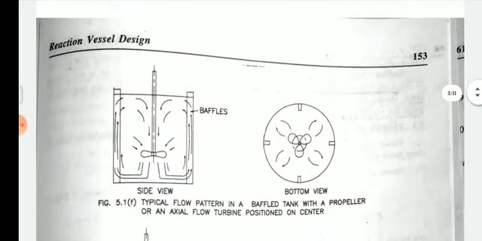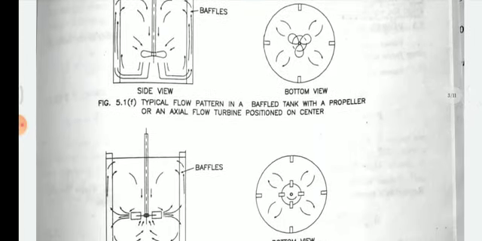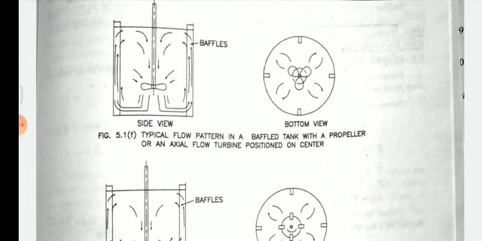The next is the different types of agitators and their flow pattern in the agitated vessel. The left-hand side is the side view, and the right-hand side is the bottom view. These figures indicate a typical flow pattern in a baffled tank with a propeller or an axial flow turbine positioned at the center.